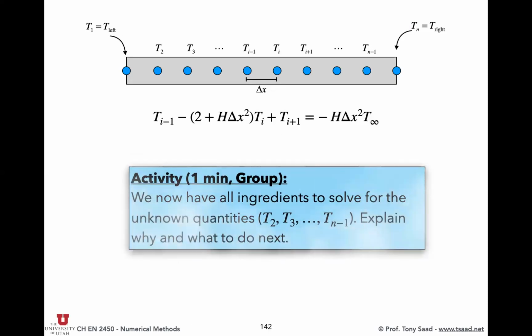So now we have all the ingredients. I claim that we have all the ingredients to solve for the unknown quantities T2, T3, all the way to Tn minus 1. Explain why we have all those ingredients, and what do we do next? What is the next step?